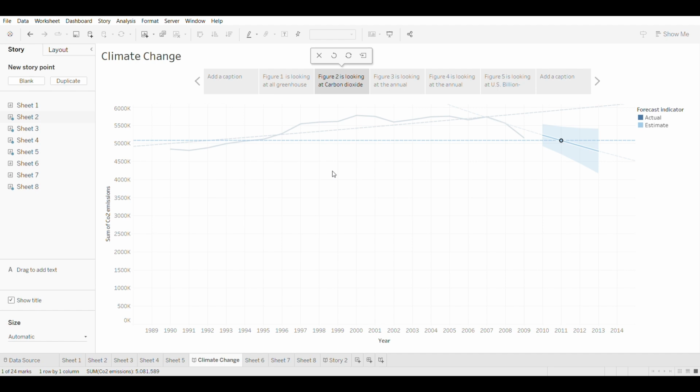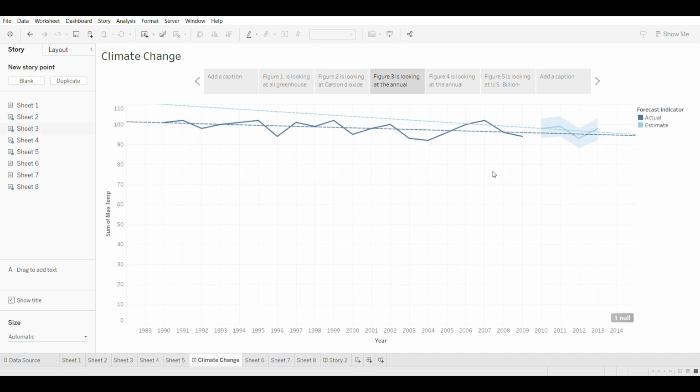Figure 2 is looking at carbon dioxide emissions over the time period using an exponential trend line. The forecasted value for the year 2011 is 5,081,589, and I have a medium confidence in this forecast because of the 95% confidence interval.